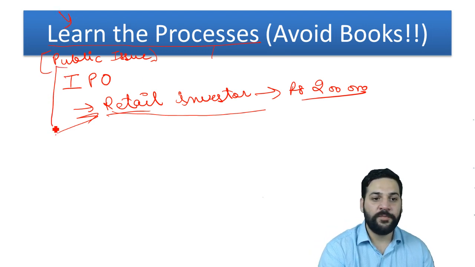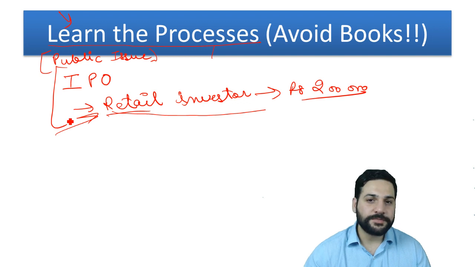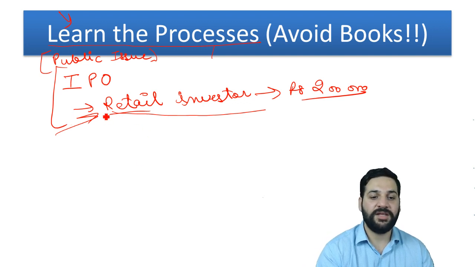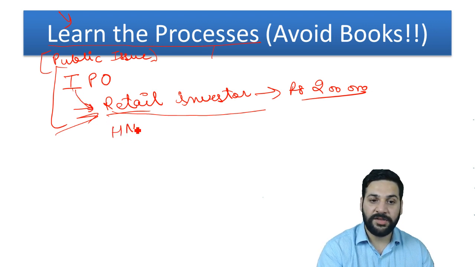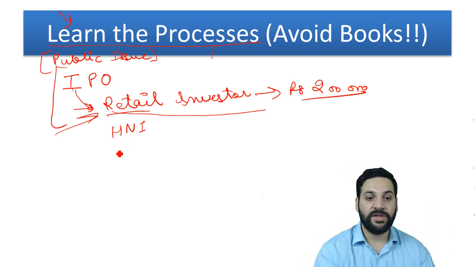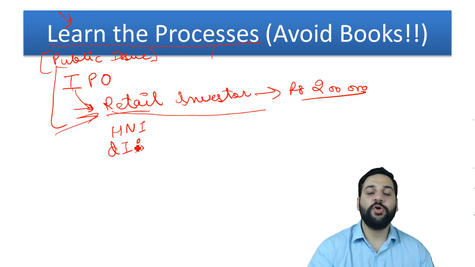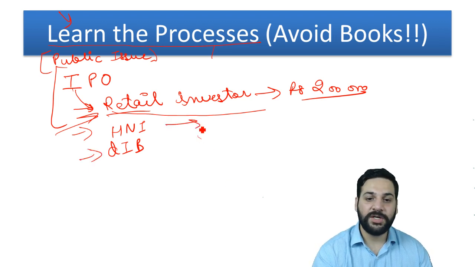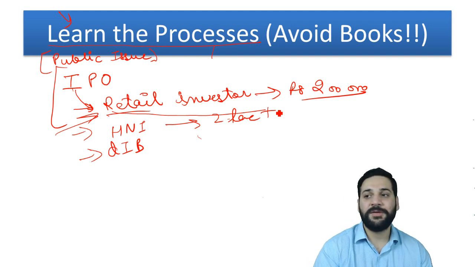I just told you how IPO works. See, there are various quotas in IPO. In case of book building, there are various quotas for retail investors, then for HNI, non-institutional individual investors, or QIBs. What are QIBs? What are HNI? And what are retail investors? Anybody who's investing more than 2 lakh rupees is an HNI or non-institutional individual investor.